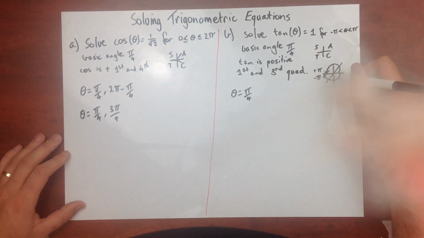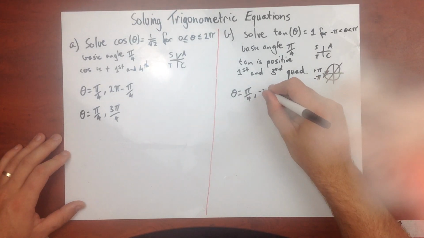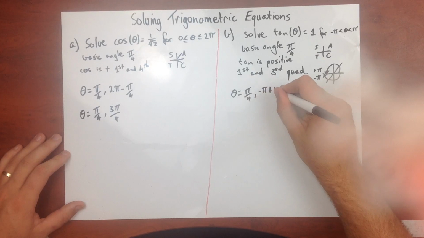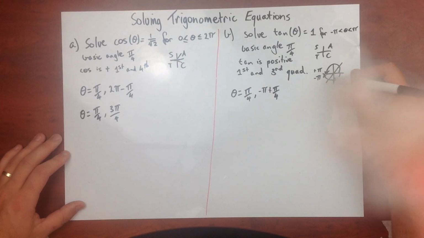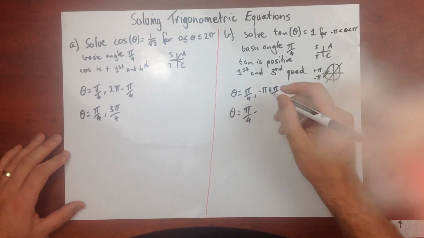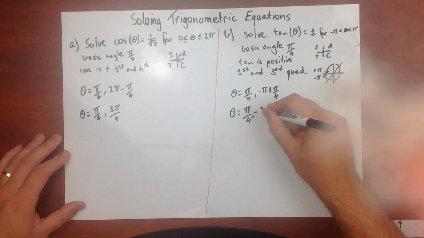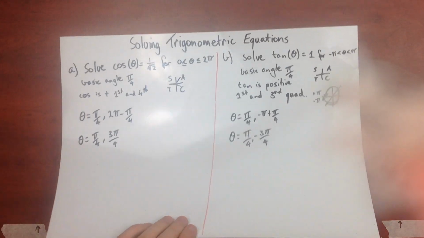Then we really need to say, we've got to come around here and say we're also going to have negative pi plus pi on 4, because we're going to be coming back this way. So we get theta equals pi on 4 and negative 3 pi on 4, because we're going to measure this way. So there's two problems.